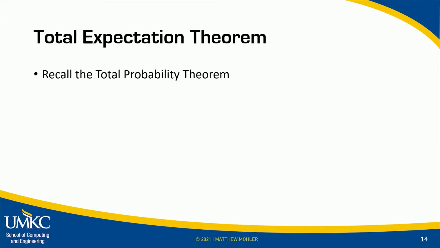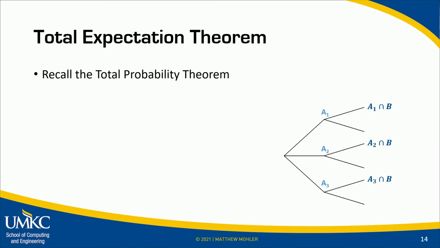As you may recall, the total probability theorem gave us a way to look at a series of events, say A1, A2, and A3, and to calculate the total probability of this event B occurring by summing over each of the possible pre-events, if you will, the A1, A2, and A3, by summing the probability of this event and this event occurring. As we sum all of those, we find the total probability of B.